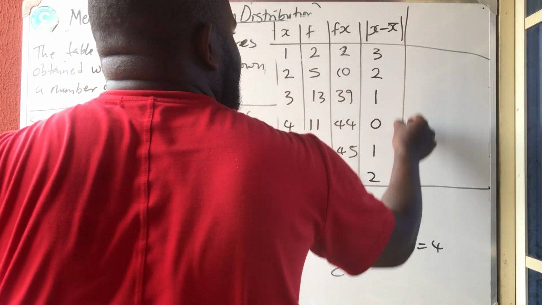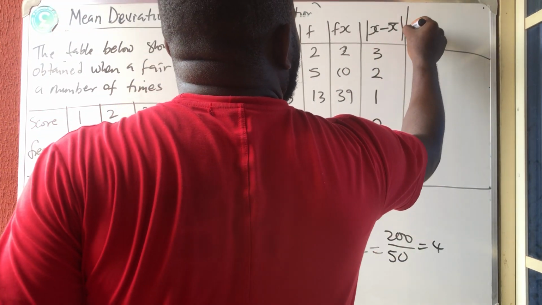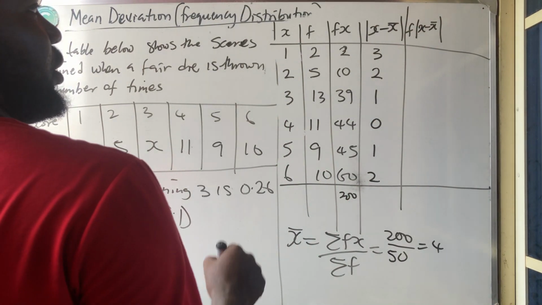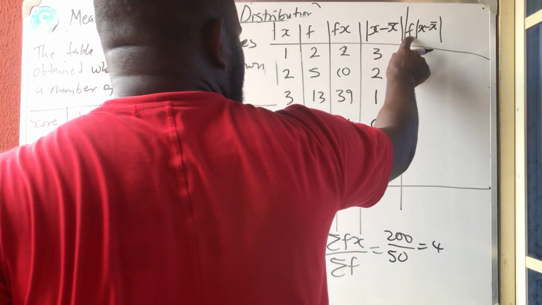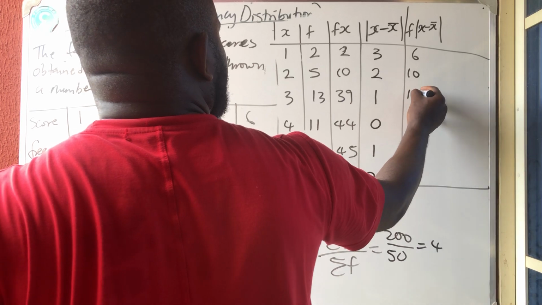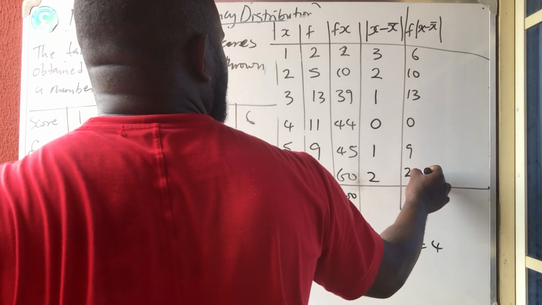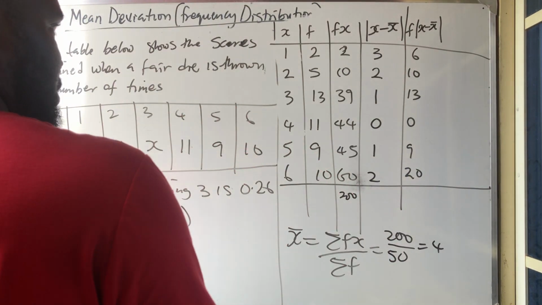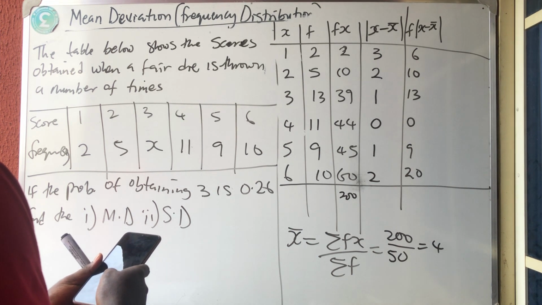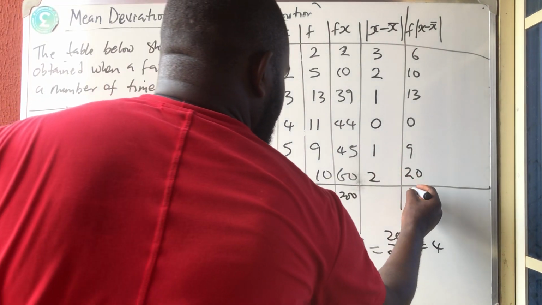So I hope you know that the next thing you need is f times this one. That's the next thing you need. F times absolute value of x minus x bar. So that it can help you to calculate the mean deviation. And you know that anything mean must come with this f. So 2 times this 6, 2 times this 10, 13 times this 13, 11 times 0, 0, 9 times 1, 9, 10 times this is 20. So we need their summation. So their summation will give me 6 plus 10 plus 13 plus 9 plus 20. So I'm having 58.